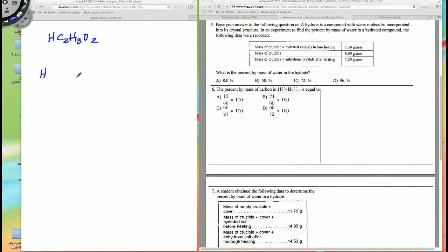We've got H. Now we have 4 H's. We have 1 H here, and we have 3 H's here. So there's a total of 4 H's, and they each weigh 1 gram per mole apiece. And that gives a total of 4 grams per mole. Now, carbon, there's 2 of them. They weigh 12.0 grams per mole apiece. That gives me a total of 24 grams per mole.